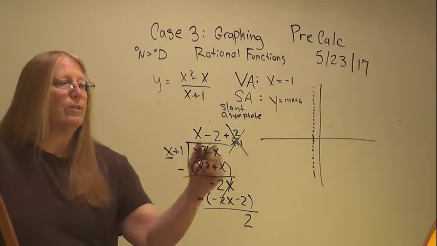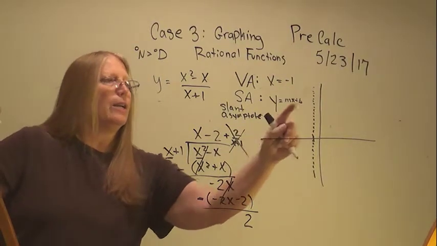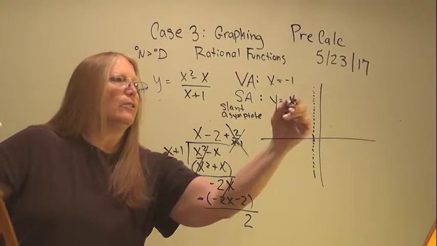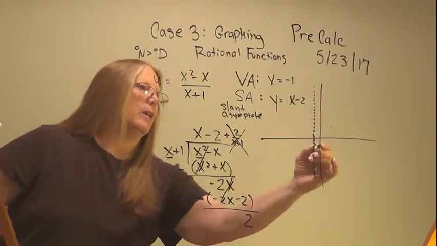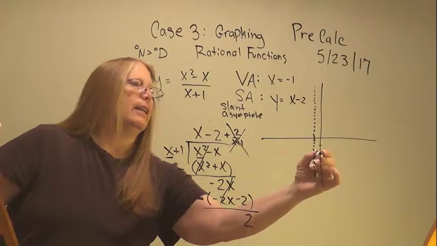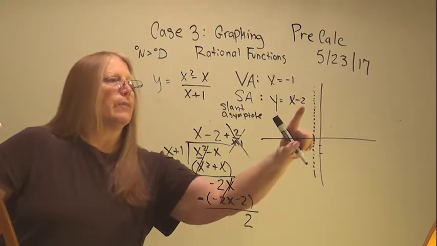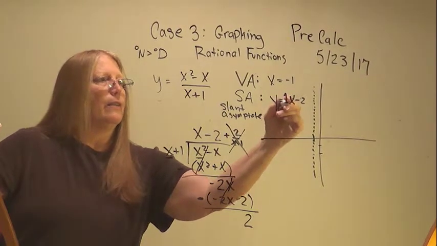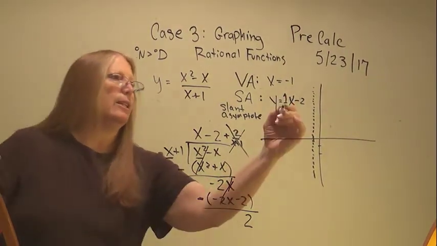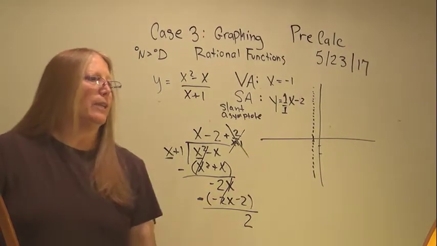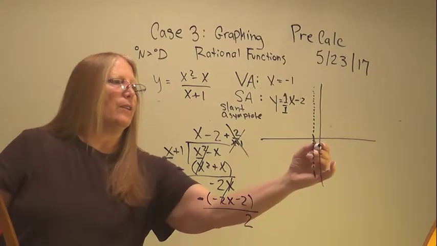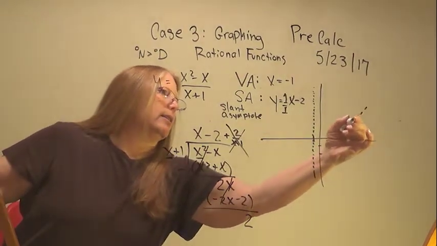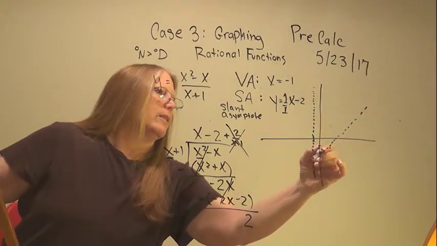So we're just going to use this part, and we're going to get y equals x minus 2, which is a straight line. It crosses the y-axis here, and that's the y-intercept, and the slope is the coefficient unwritten in front, 1. So that tells me 1 is 1 over 1, so from this point I rise 1 and run 1, and there's my slant asymptote.